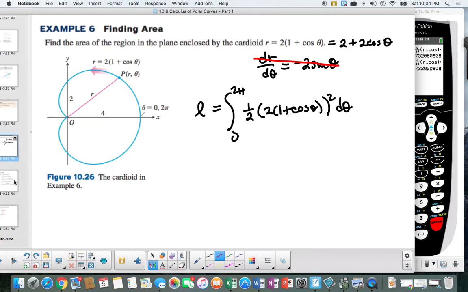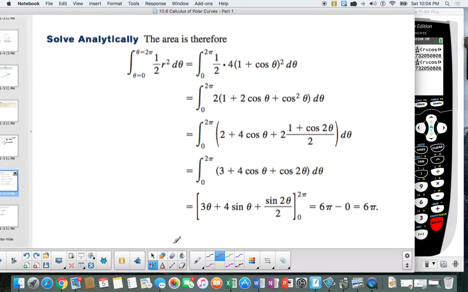Now, if you want to do this analytically, it would look something like this, where you would expand it, and then at this point, you would have to use an identity to substitute it so that you wouldn't have any square terms in it. And then you would have terms that you could integrate each piece, and then you would get 6 pi.